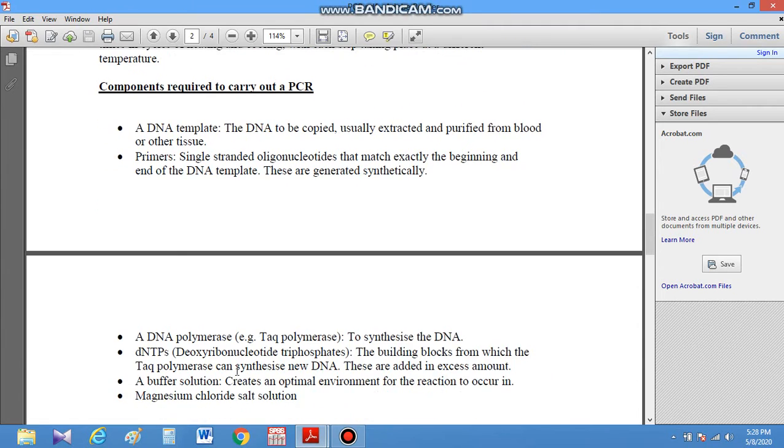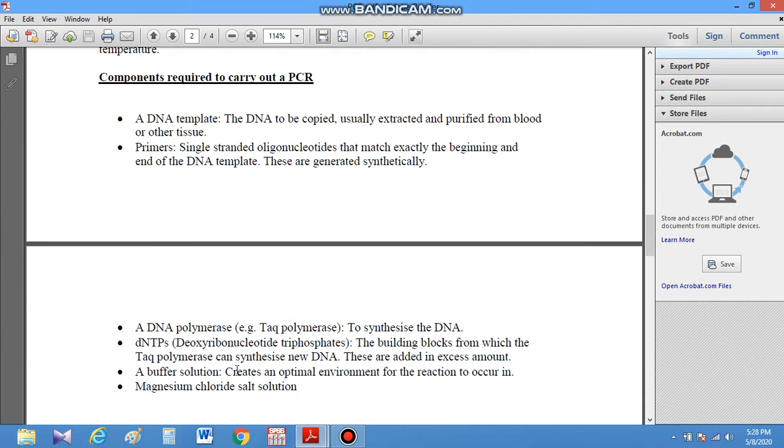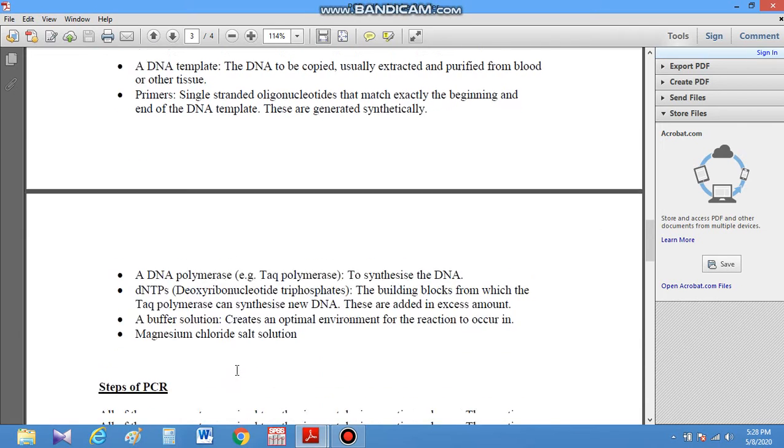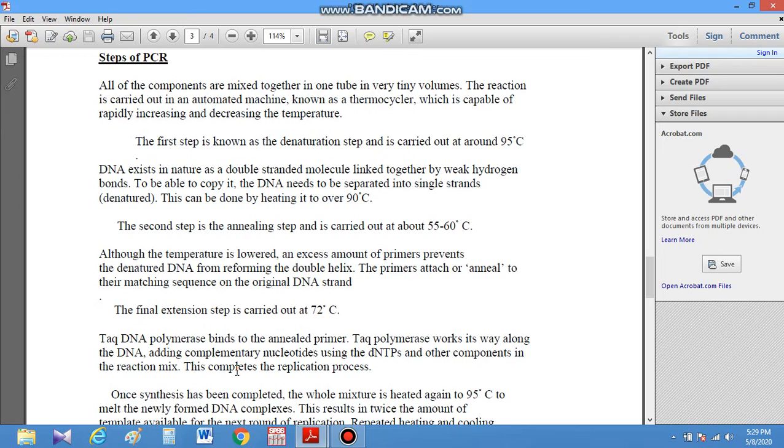And third requirement is a Taq DNA polymerase enzyme to synthesize DNA. And then we need dNTPs, that is deoxyribonucleotide triphosphates. We need buffer solution and magnesium chloride salt solution. For operating PCR, a thermocycler is used, and there are basically 3 steps. First step is denaturation, second step is annealing, and third step is extension.